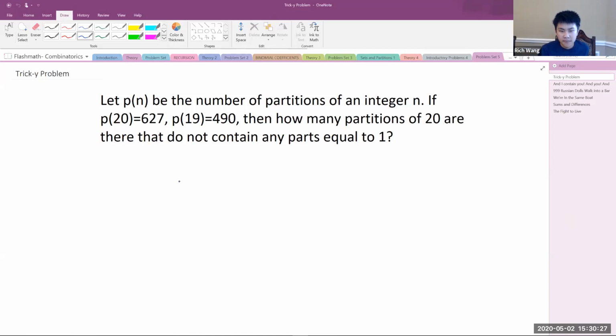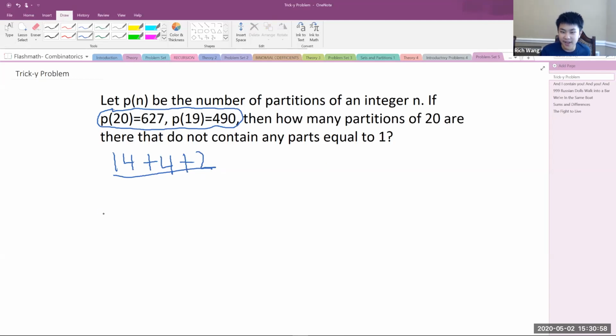We want to find the number of partitions of 20 that do not contain any parts that are equal to 1. For example, an example of this partition could be 14 plus 4 plus 2, as this does not contain any ones. However, we also want to really make use of this fact, because they probably gave this to us for a reason, right? Anyways, this is actually a really slick problem and I really like its solution, so I'm going to quickly show you.